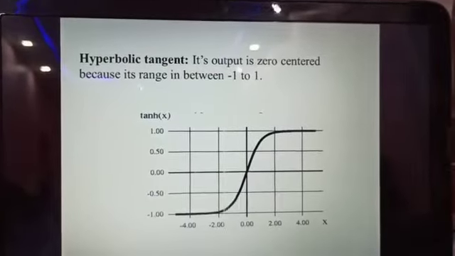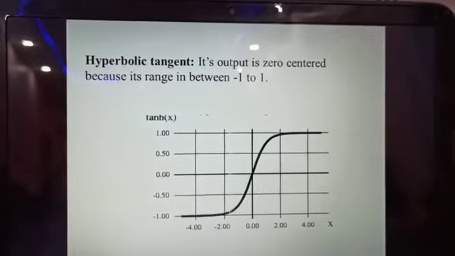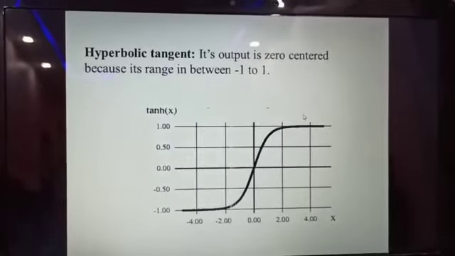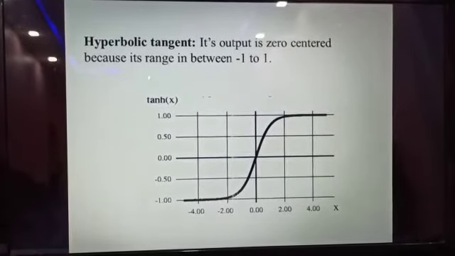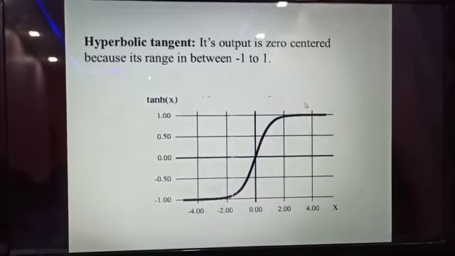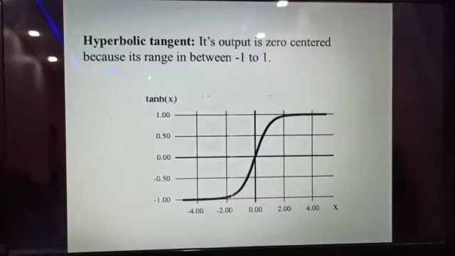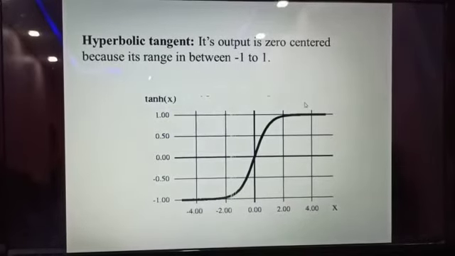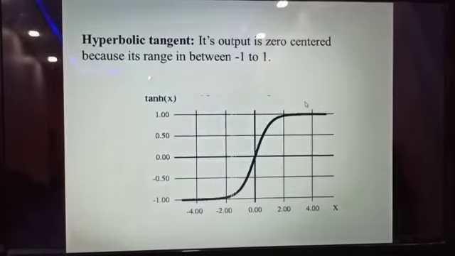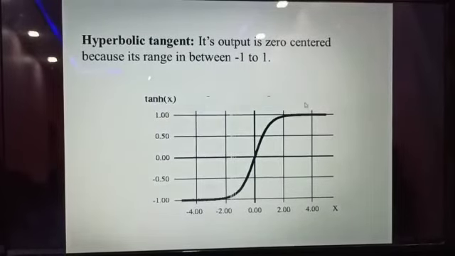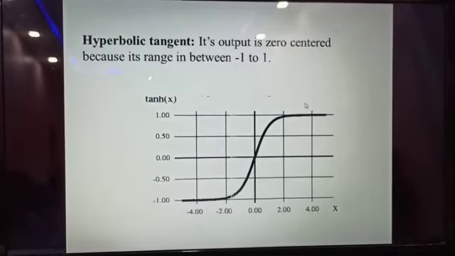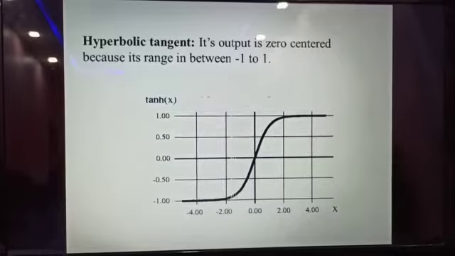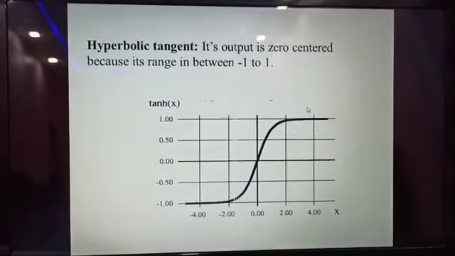Next, hyperbolic tangent, or we can say tanh. Its output is zero centered because its range is between -1 to 1, meaning output lies between -1 to 1. Hence, optimization is easier in this method. Hence, in practice, it is always preferred over sigmoid function, but still this function also suffers from vanishing gradient problem.